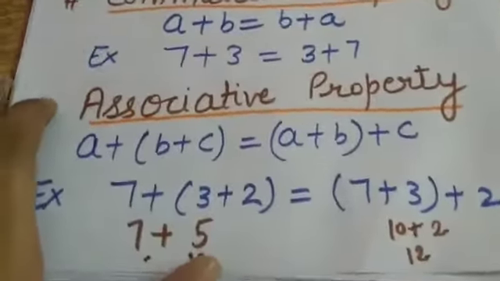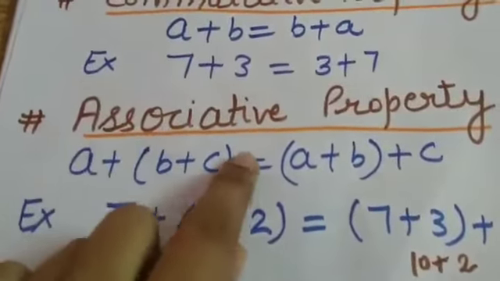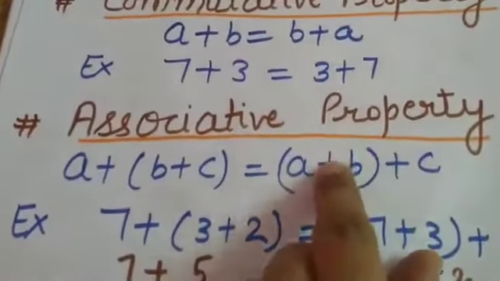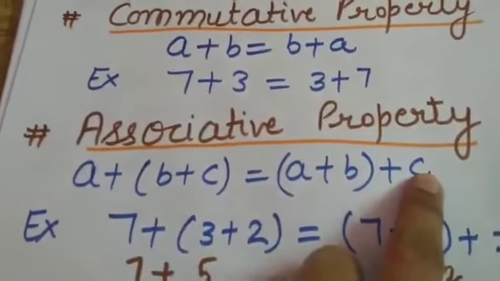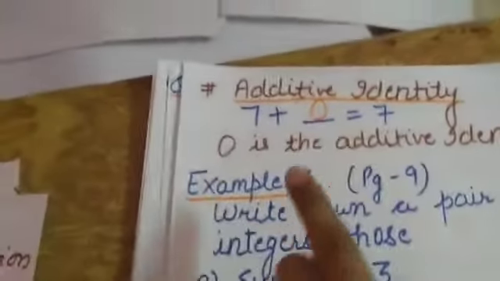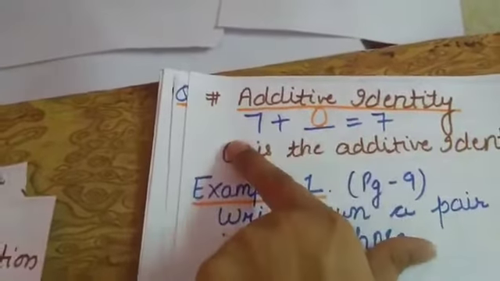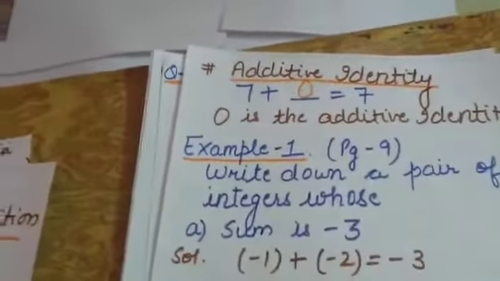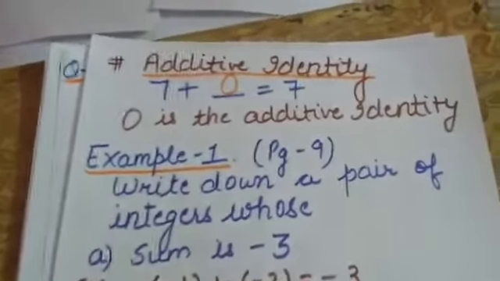Fourth comes the associative property. If you add the last two with the first one, the result will remain the same as adding the first two with the last one. This is our associative property. Next comes the additive identity. It means when you add something to an integer, you get the same integer, and that is 0. 0 is the additive identity of every integer.